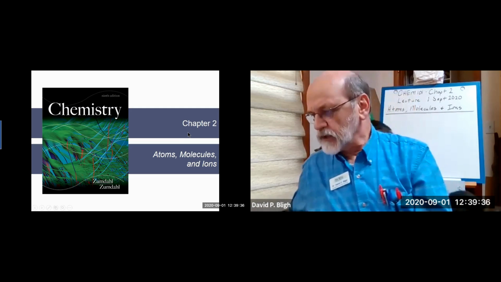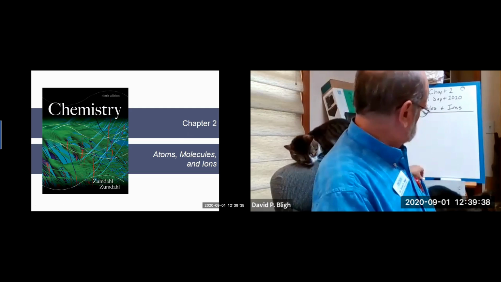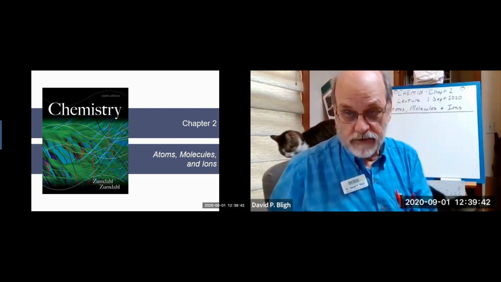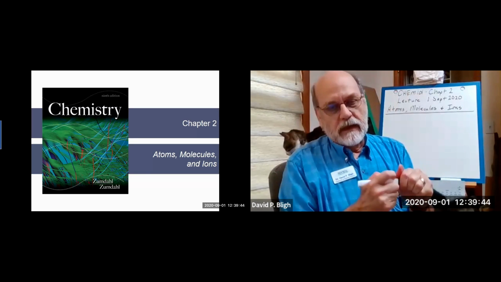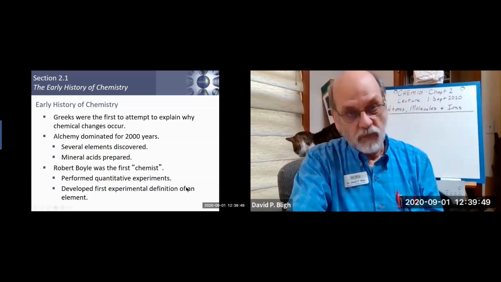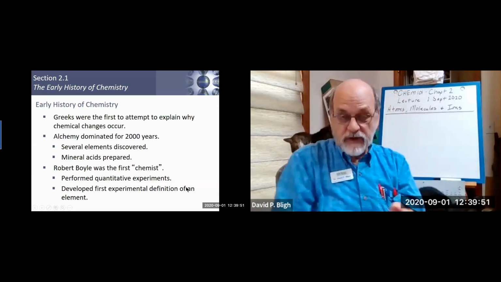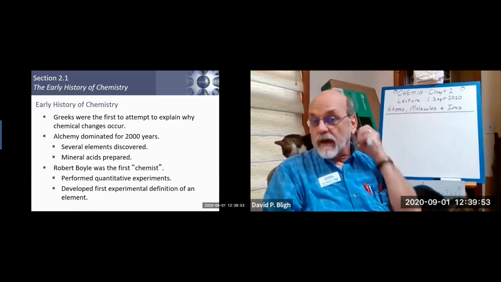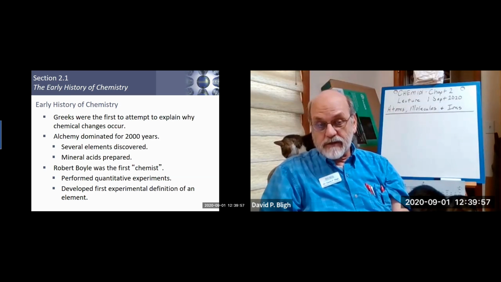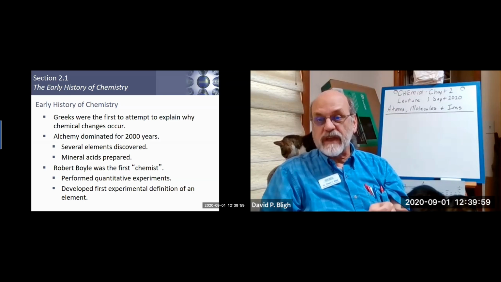So this is chapter 2, and it's on atoms, molecules, and ions. So what does that mean? Well, we're going to start getting into real chemistry now, but we're going to go way, way, way back into ancient Greek history.